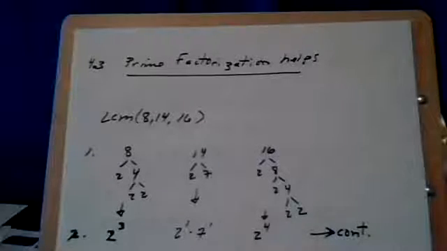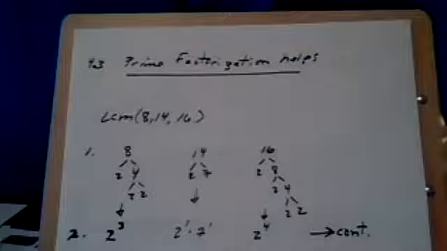Prime factorization helps in finding the least common multiple. The first step is like the GCD. You do the prime factorization. You list your primes. In the least common multiple, you have to include every prime that's mentioned.